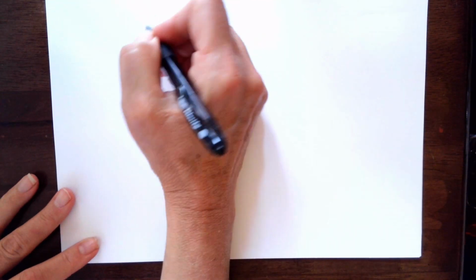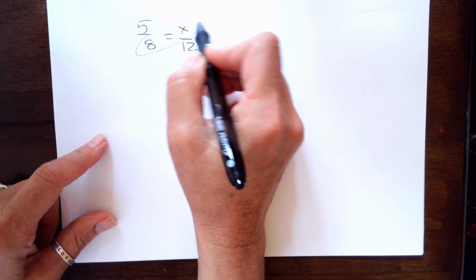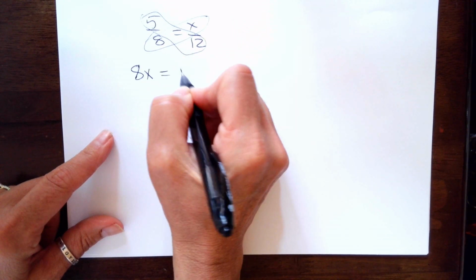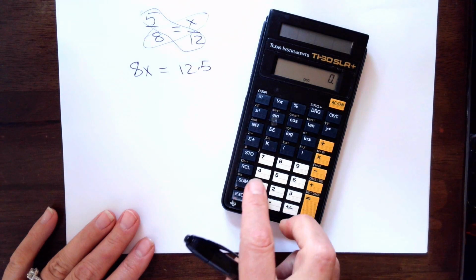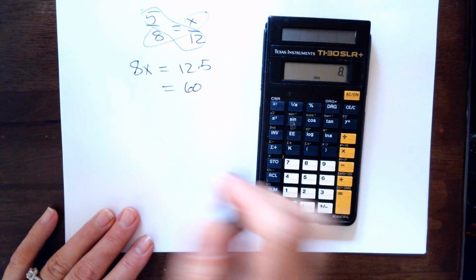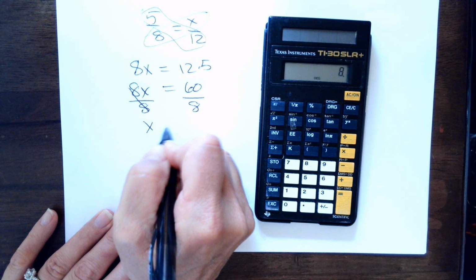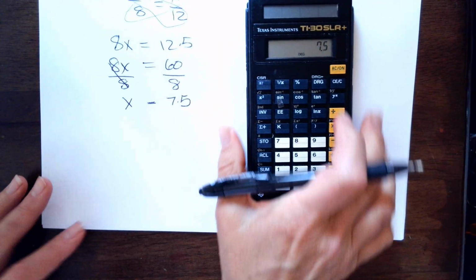Okay, so we are going to go over direct variation and proportion. If you're doing a proportion like 5/8 equals x over 12, these two go together, these two go together. So you're basically going to do 8x equals 12 times 5, and then 12 times 5 equals 60, divided by 8 equals 7.5. All right.